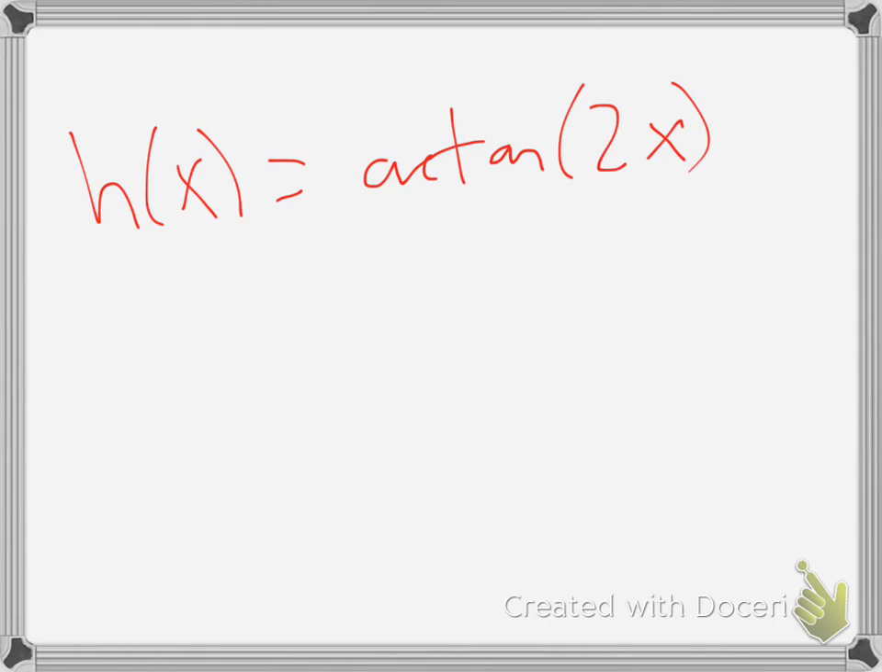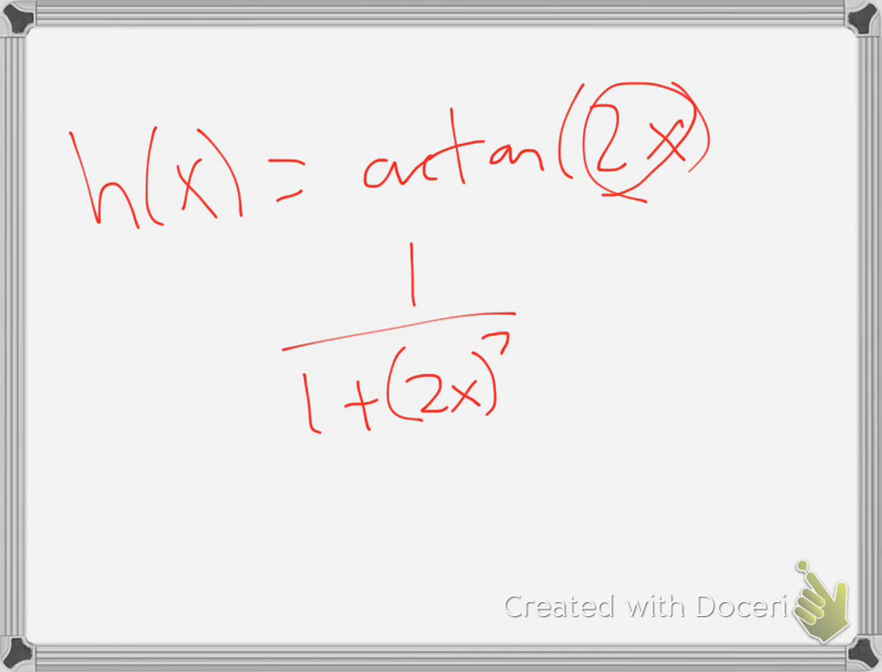For number 3, this was h of x equals arctan of 2x, and this is a chain rule, but the more important point was just whether or not you remembered the derivative of arctangent, which is 1 over 1 plus x squared, but in this case, x is really 2x. So it's what's inside squared.